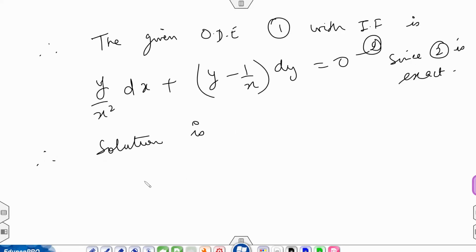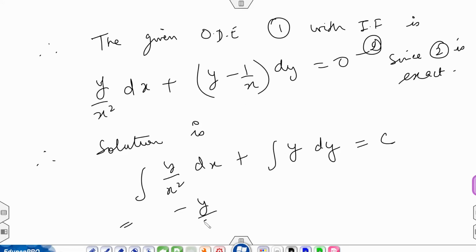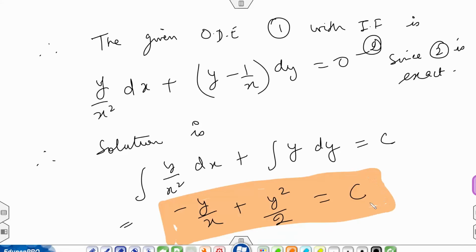Now you can see that this is exact, so therefore the solution is what? Integrating this M, treating y as constant, and integration of N which is free of x. So this I am getting y square by 2. So this will be the solution of the given differential equation 1.